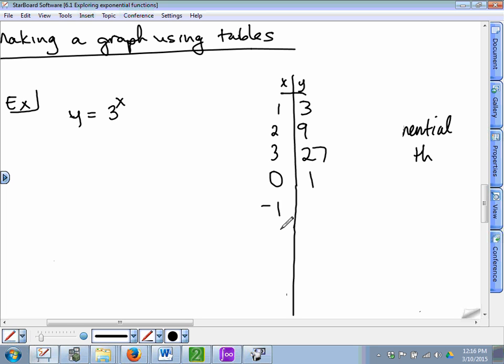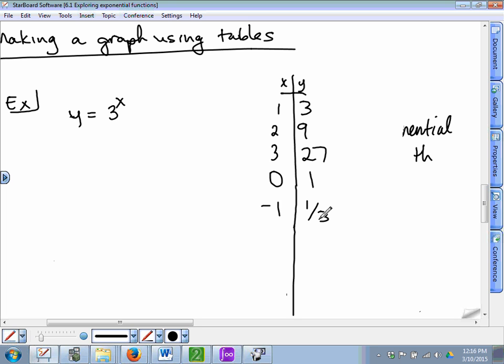3 to the negative 1. Type it in your calculator. 3 to the negative 1 is 1/3.